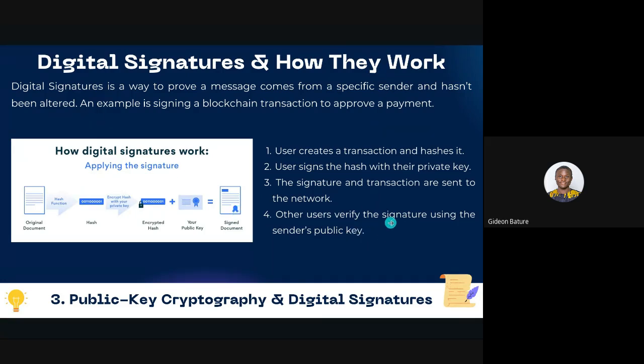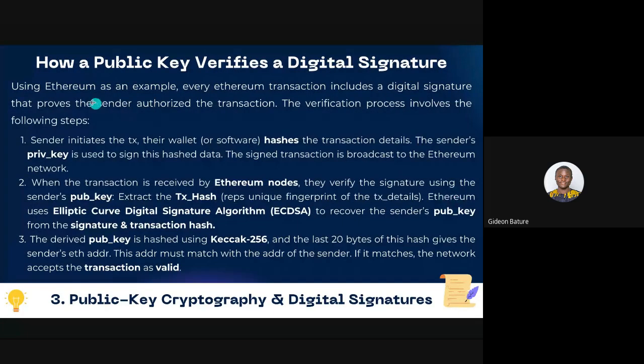And how would they verify it? They always verify it using your public key. I talked about how your public key is a key that anybody can have access to. It's out there in the open. All right, so let's see. Now we are using Ethereum as an example. Every Ethereum transaction includes a digital signature. So it means so far you are running a transaction on Ethereum or any other blockchain, in that transaction there will always be a digital signature attached to it.